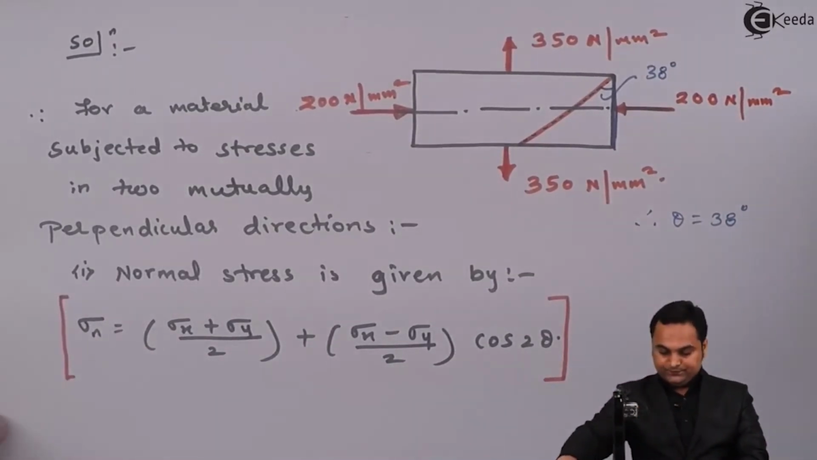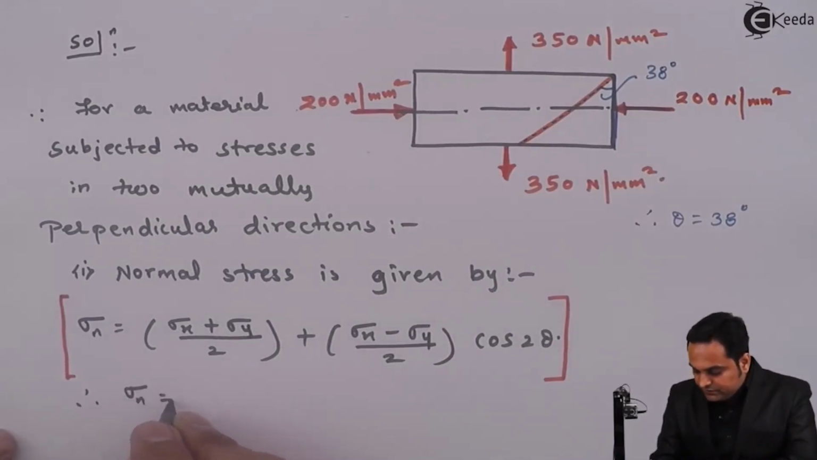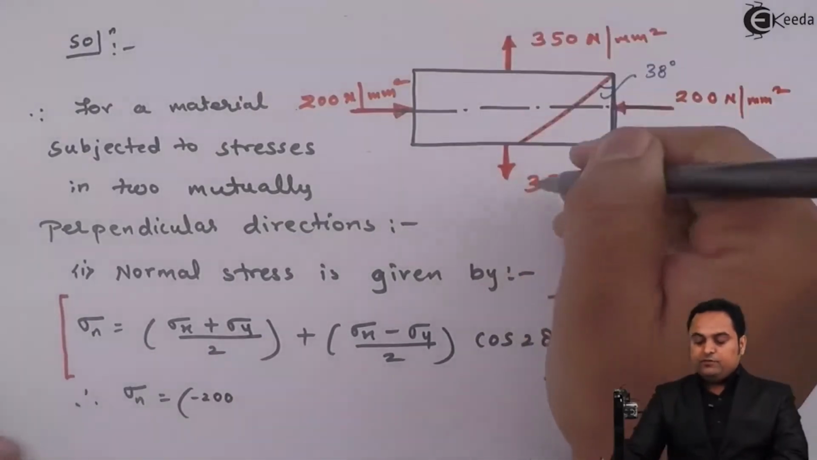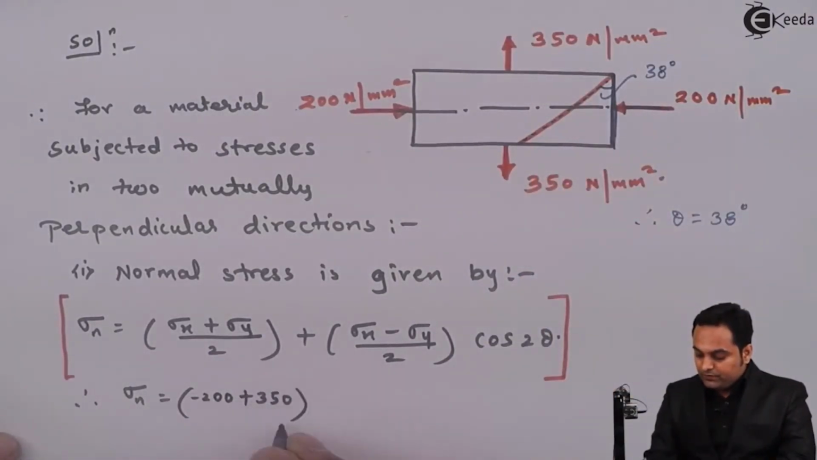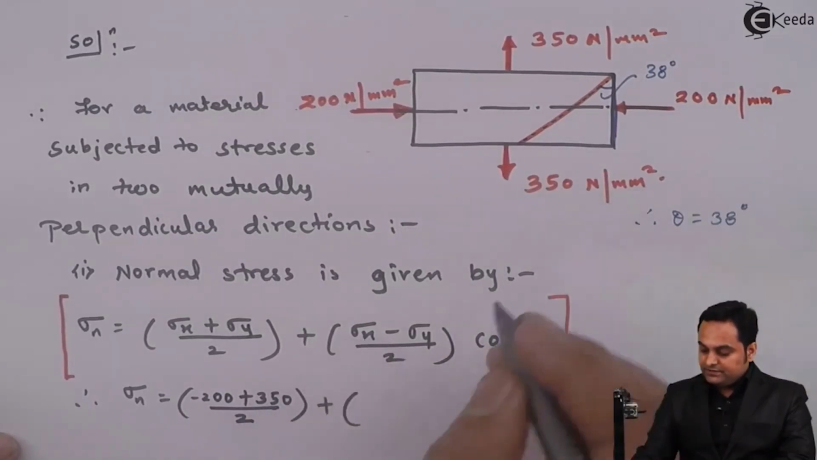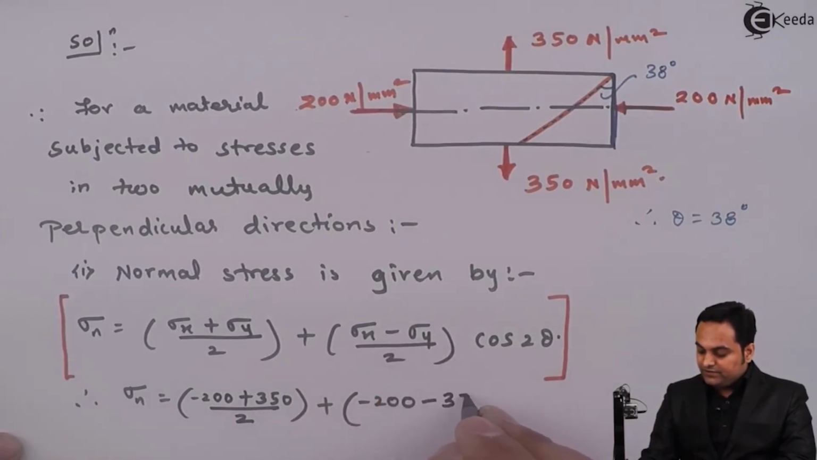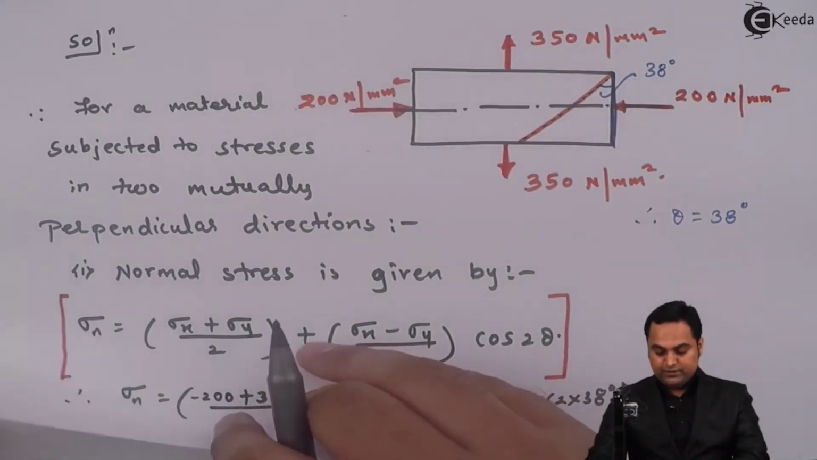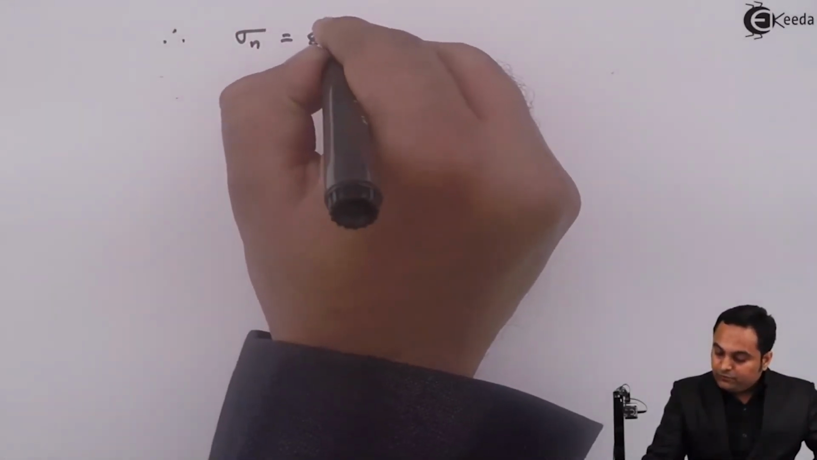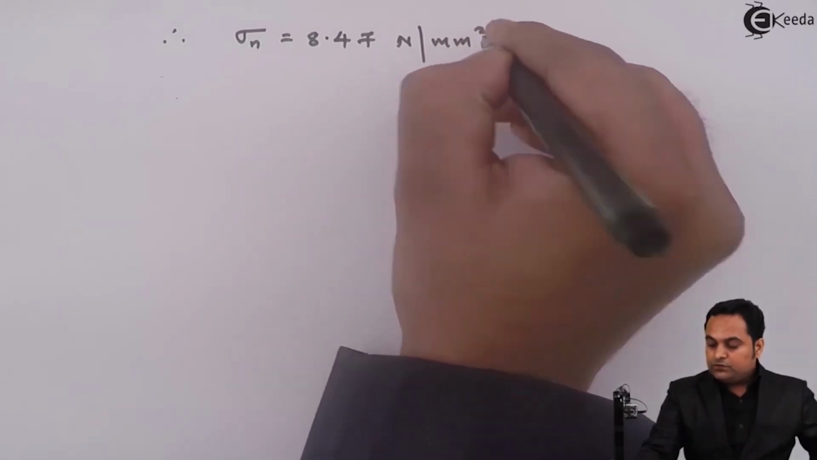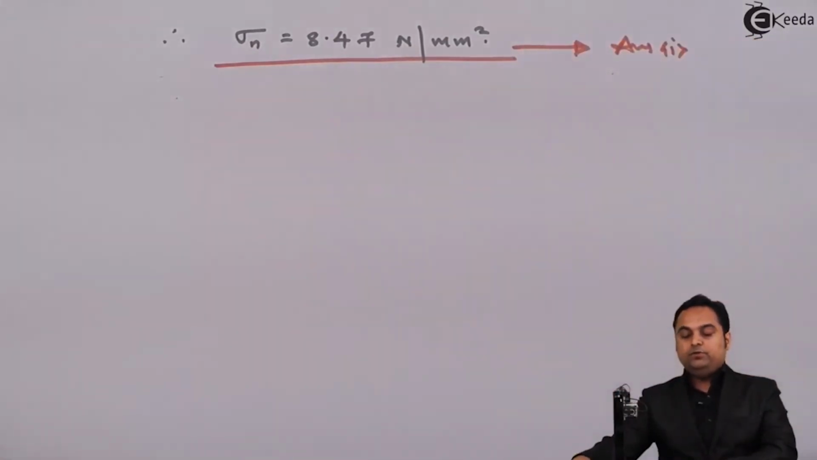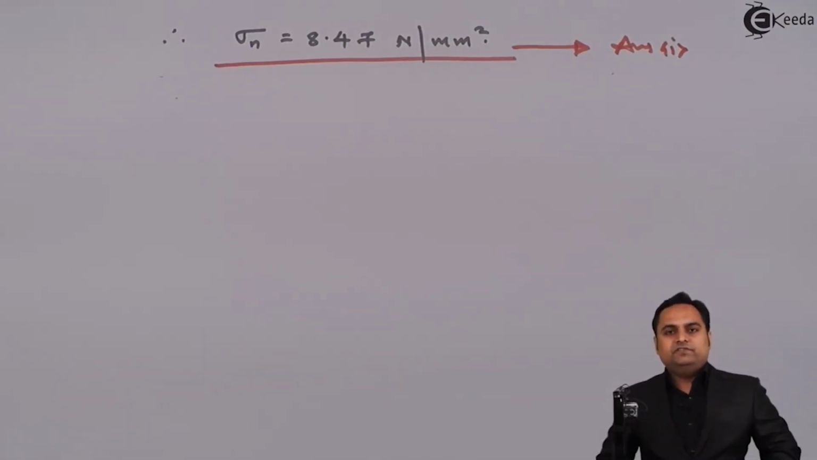Here I'll be putting the values. Therefore sigma n is equal to, sigma x is negative because it is compressive, so minus 200, sigma y positive because tensile, so plus 350, divided by 2, plus sigma x negative, minus 200 minus sigma y which is 350, by 2, into cos 2 into 38 degrees. So with this I'll get my first answer and it comes out to be 8.47 newton per mm square. So this is the value of normal stress which is acting on the inclined plane given in the problem, answer number one. Now we will go for the calculation of tangential stress.